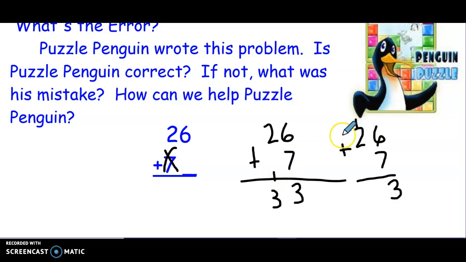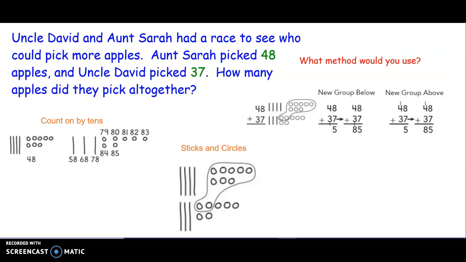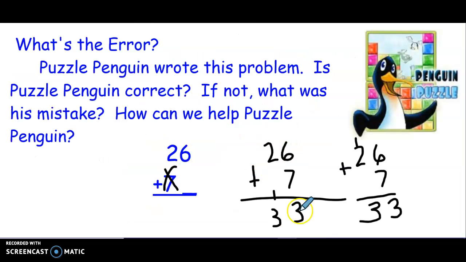For this one, it's not totally that different because there's no value in the tens place here. And for count on by tens, we don't actually have any tens that we would have to go up. So count on by tens really wouldn't work for this situation. But we could do sticks and circles. So 26, 10, 20, 1, 2, 3, 4, 5, 6, plus 7. 1, 2, 3, 4, 5, 6, 7.